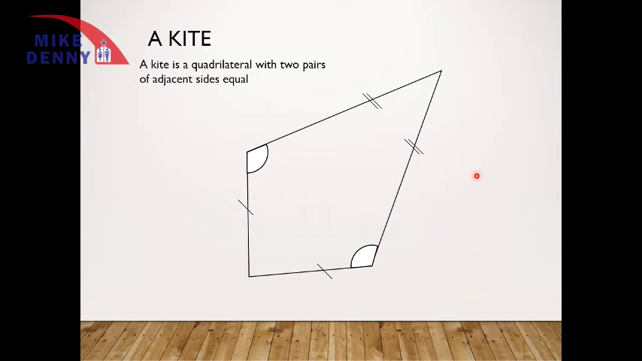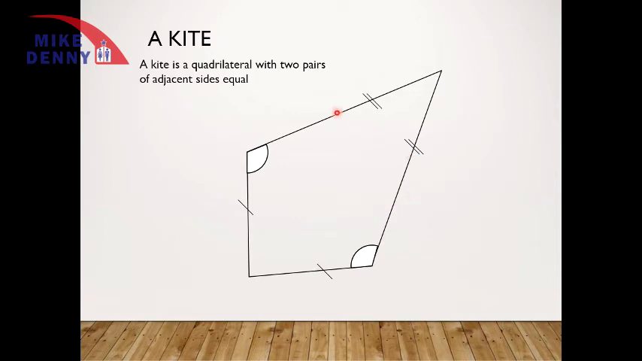What is a kite? A kite is, again, a quadrilateral, a figure with 4 straight sides, and it has 2 pairs of adjacent sides equal. Sides that are adjacent are sides which are next to each other. So we look at the kite here. This is a kite. So this side is next to this. This side is next to this. And they are the same.